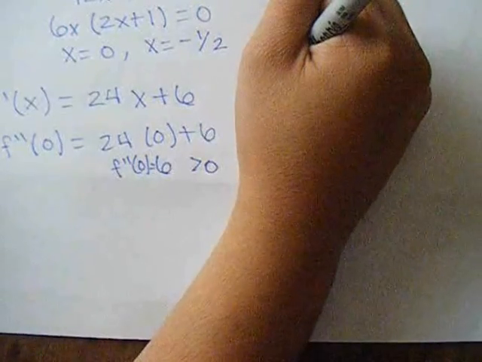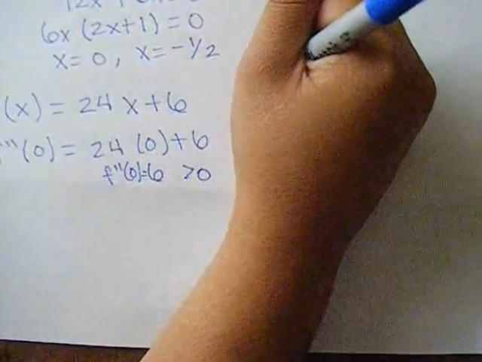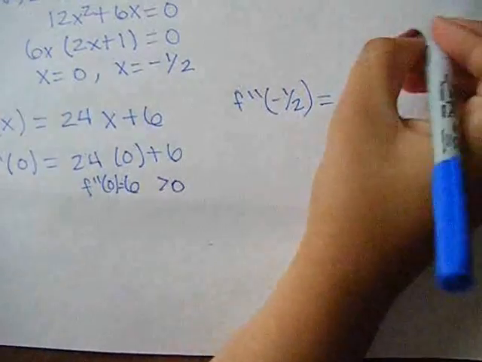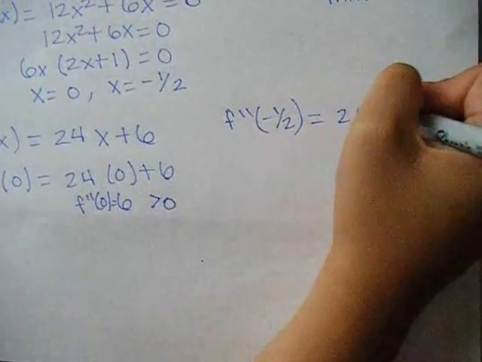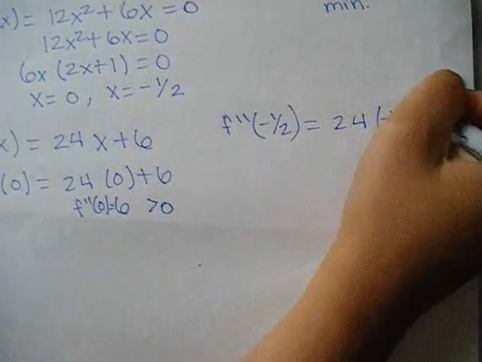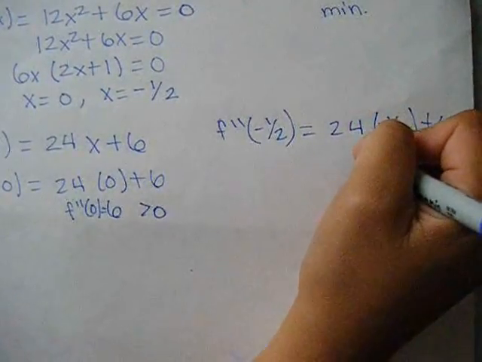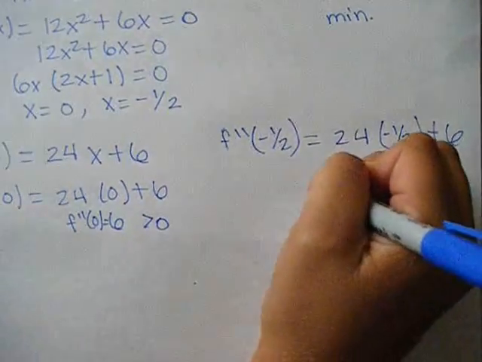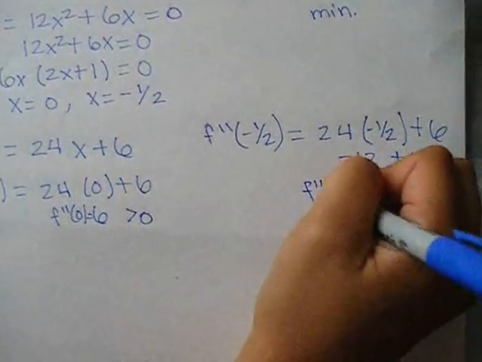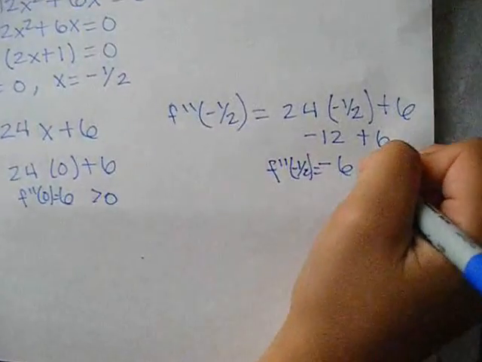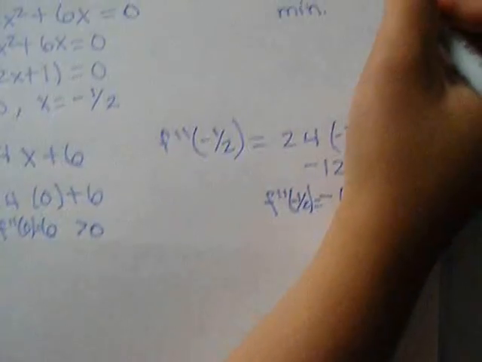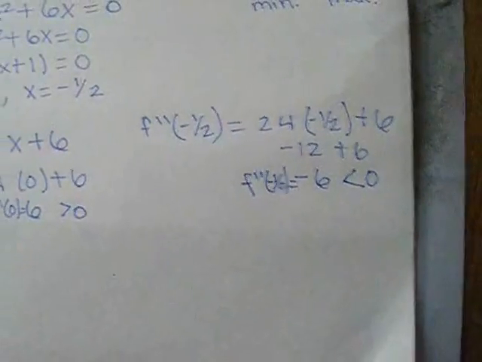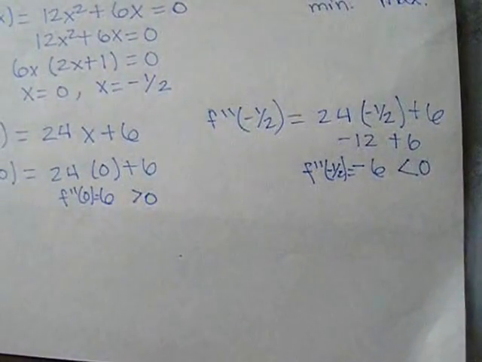So now we're going to go ahead and plug x equals negative 1/2 into our function. So f double prime of negative 1/2 is equal to 24 times negative 1/2 plus 6, and it's going to be negative 12 plus 6. I'm going to be left with negative 6. So we know that this is going to be less than 0, so we know that negative 1/2 is going to be a max. And that is how you use the second derivative test to find your max and mins.